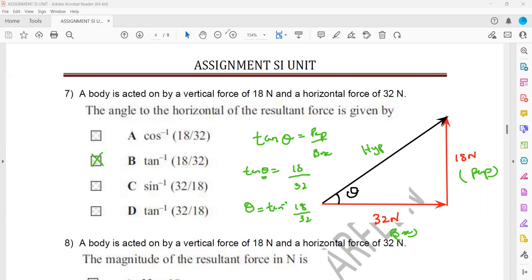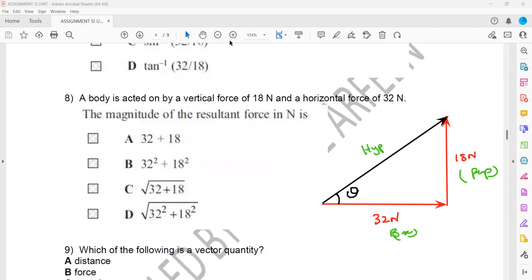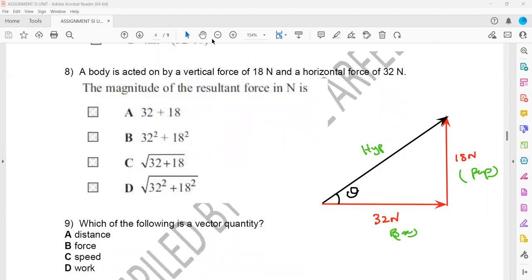The second part, we have to find the magnitude of the resultant. So to work out the magnitude of the resultant, we'll use the Pythagoras theorem. Same question, but we need the hypotenuse. So we'll use Pythagoras theorem in which the hypotenuse square will be equal to the base square plus the perpendicular square.